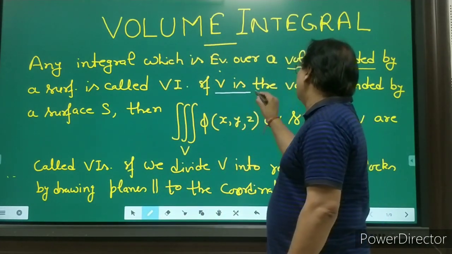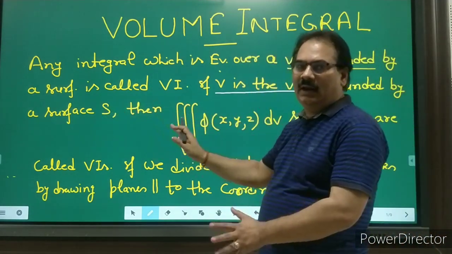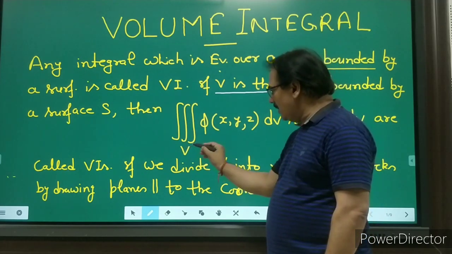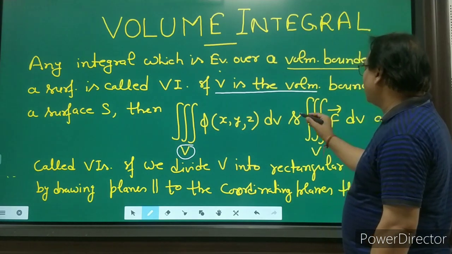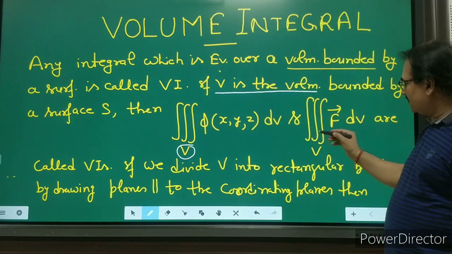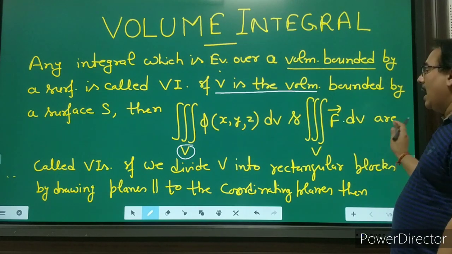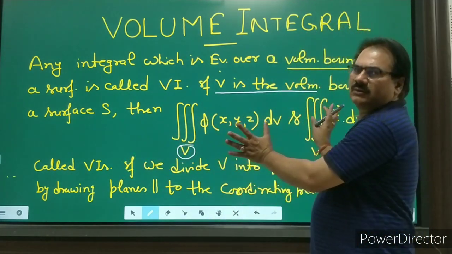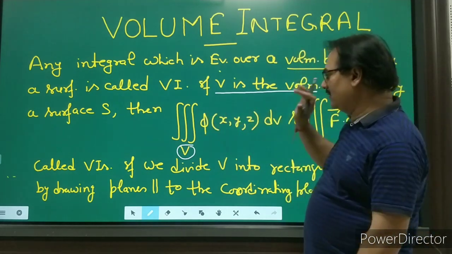So if V is the volume bounded by a surface S, then mathematically we can write the triple integral over V, where V stands for volume, of phi(x, y, z) dV, or in this shape, the triple integral over V of vector f dot dV, called the volume integral. So usually there are two types of volume integral we evaluate in mathematics. One is this, another is this.